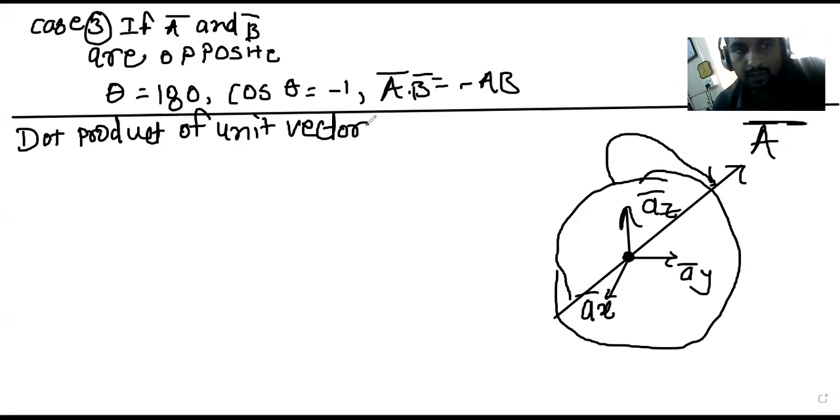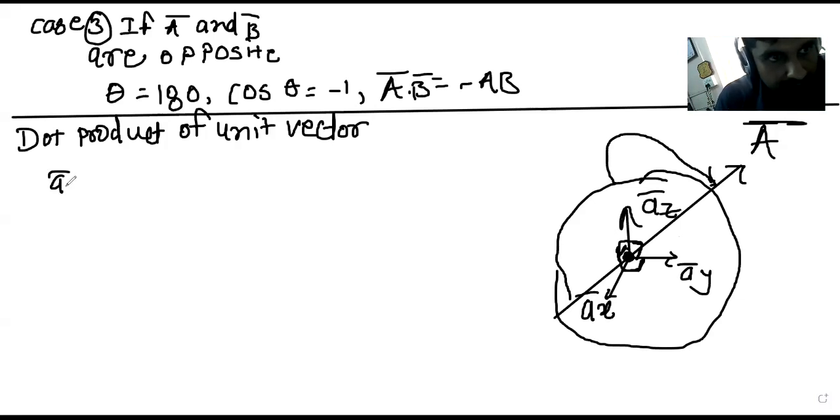So before I go for finding dot product of unit vectors, let me tell you one thing. All those unit vectors, that means a bar x, a bar y, and a bar z, are making an angle of 90° with each other. That means they are mutually perpendicular to each other. Now we know that the angle between them is 90°. That means theta is equal to 90° specifically for unit vectors. Getting it?